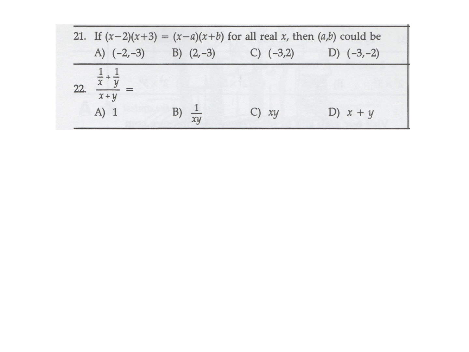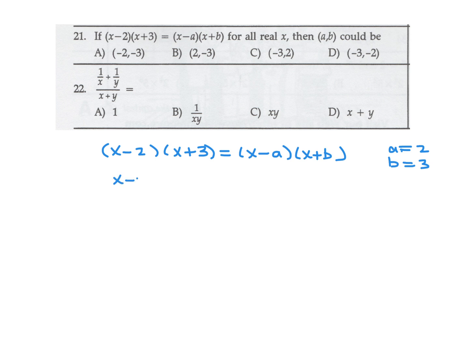2, 3? That's the obvious one, but 2, 3 is not one of the answer choices. Okay, so let me rearrange it. x minus 2 times x plus 3 is x minus a times x plus b. So the obvious one is that a is 2 and b is 3, but 2, 3 is not an answer choice. So let's see, what else could it be?